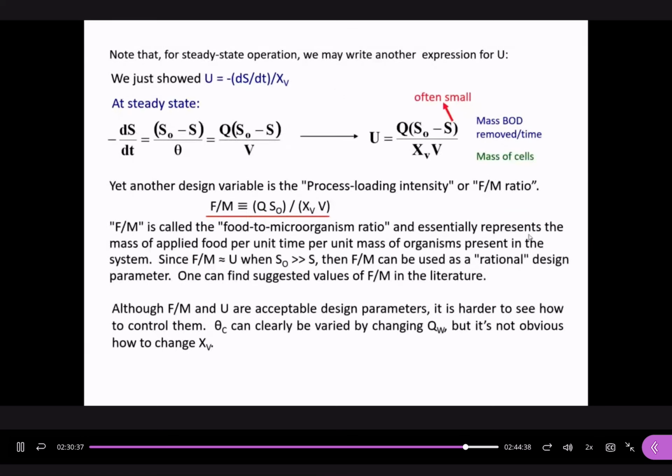What is U? Mass of substrate over mass of cells. Q times S0 minus S is the mass of substrate consumed. XV times V is the mass of cells. So U has another expression.